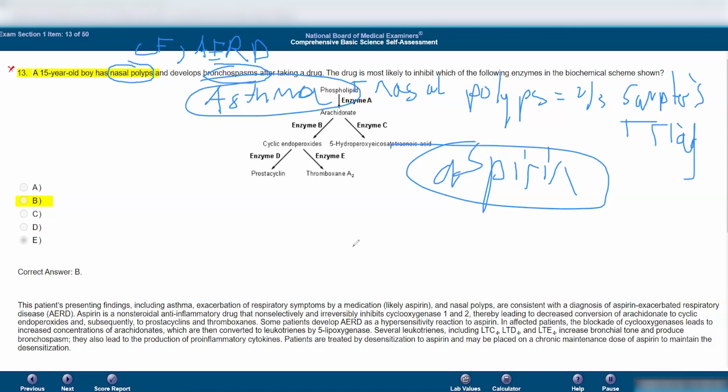Okay. So then they're going to say, the drug is most likely to inhibit, because they're reacting after taking a certain drug. So the kiddo is probably allergic to aspirin, and aspirin is a COX inhibitor, which is B. Yes, a COX-1 and COX-2 irreversible inhibitor. Okay, so just remember that AERD, aspirin exacerbated respiratory disease, or Samter's triad, either one.